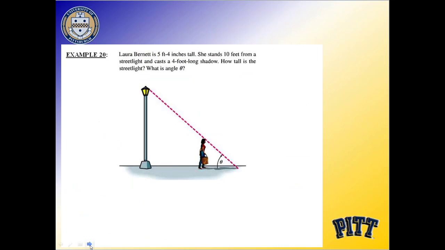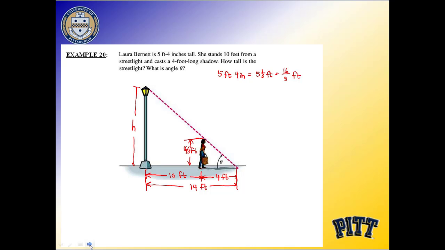20. Laura Burnett is 5 feet 4 inches tall. She stands 10 feet from a streetlight and casts a 4-foot long shadow. How tall is the streetlight? And what is the angle theta? One of the issues we have here is 5 feet 4 inches is a 2-unit measurement, and that's a problem. We can't really do calculations with 2-unit measurements dealing with trig functions and Pythagorean theorems and things of that nature. So I got to take that 5 feet 4 inches and turn that into a single unit of measurement.